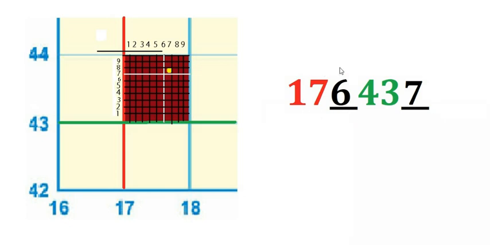So there are 6 values here, right? 17 and 6, all 3 are eastings, and these other 3 are northings: 43, and within 43, 7 is the northing. In this way the 6-figure grid reference is used for locating a point feature.